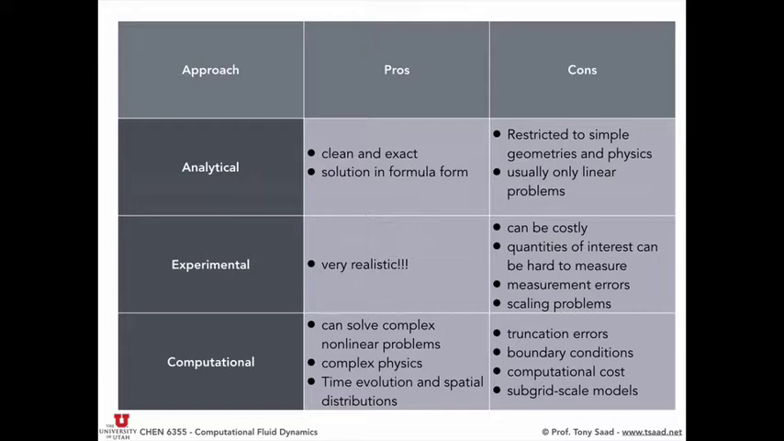Experimental methods, they're the real thing, okay? If you want to look at the real thing, you better do an experiment. But they can be costly. It can be hard to measure quantities of interest. Like you cannot directly measure vorticity, I would imagine, and you kind of have to derive it from measurements of the velocity, okay? And there are certain things that are difficult to measure. You have to derive it from other measured quantities, okay? You get into measurement errors and just setting up your experiment.